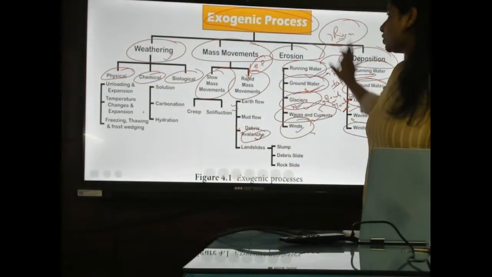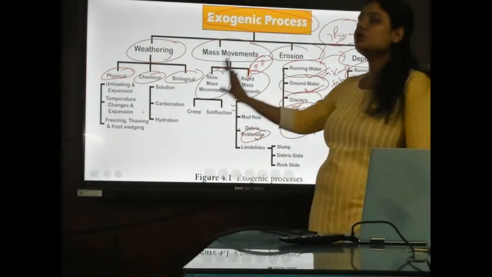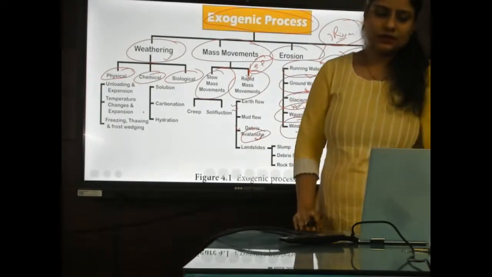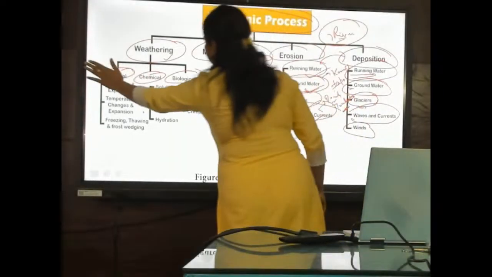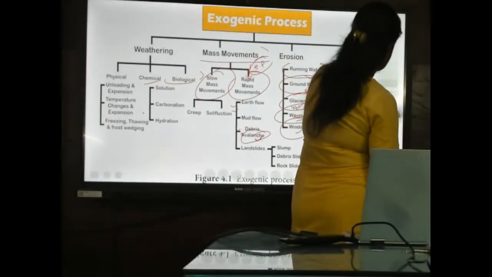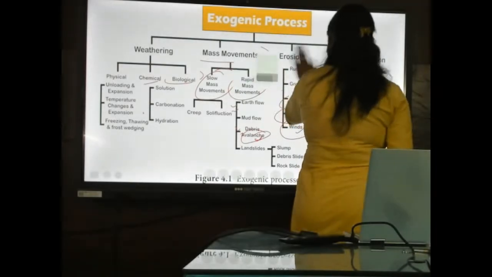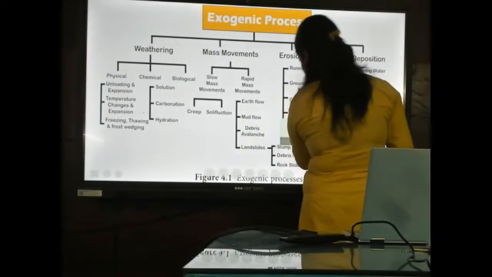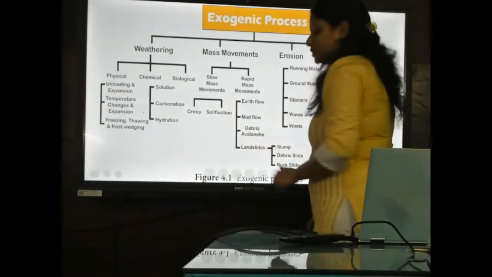So this is about the exogenic process and how they are affecting the natural phenomena. You can just draw this chart in your notebook, and this is what we are going to see in this chapter. This is called the exogenic process.